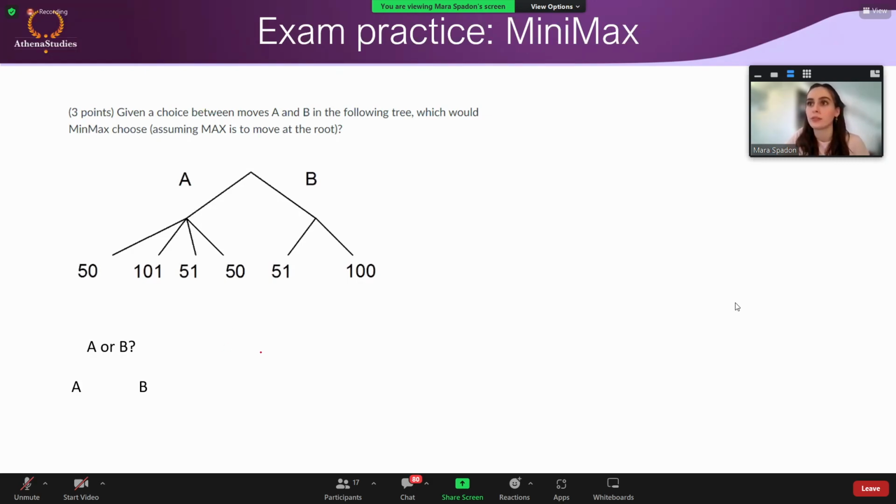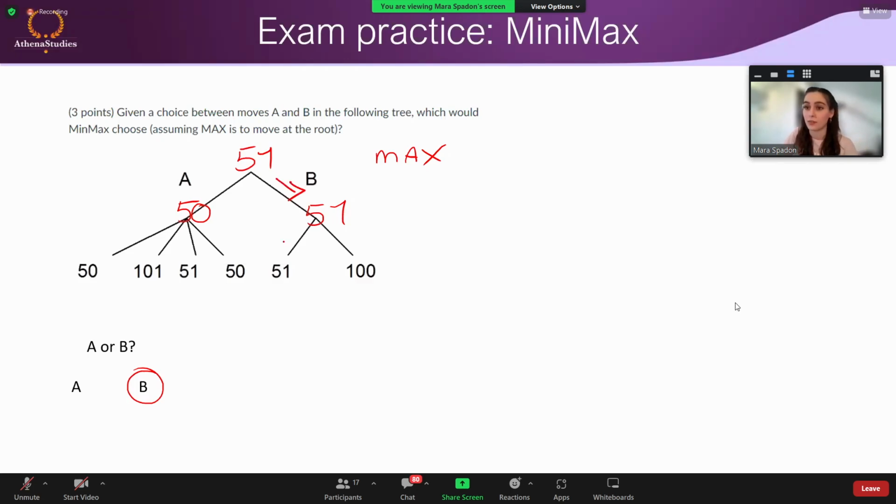So, Ruvantika, I see you chose B. Could you tell me why? Because Min starts and Min will pick 50 and 51. Yes, that is correct. And we've been given the information that Max is at the root. So which one would Max choose? B, because that is the biggest value, 51.